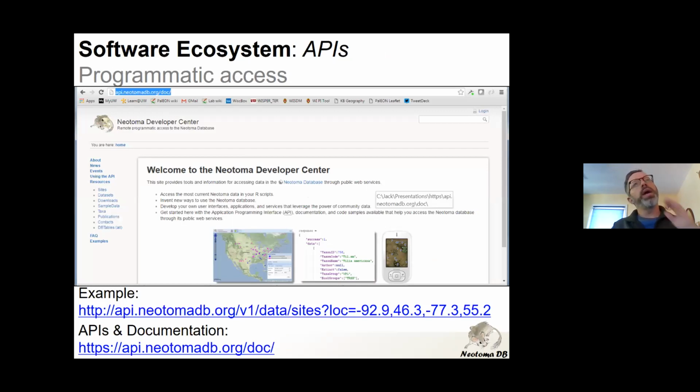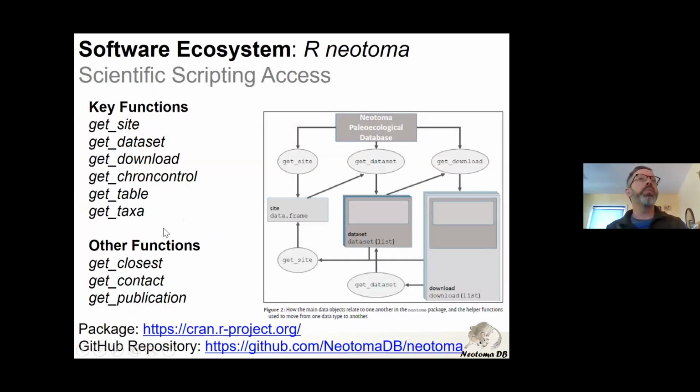And then we have the APIs, the programmatic interface. I won't go into those here, except to say, here's the URL. If you are interested in building your own tools or building your own ways of doing programmatic access, you can go here for more info. And then the R package. Most people doing scientific applications often work in R these days, and so we have the R package that has various defined functions for getting data out of Neotoma.